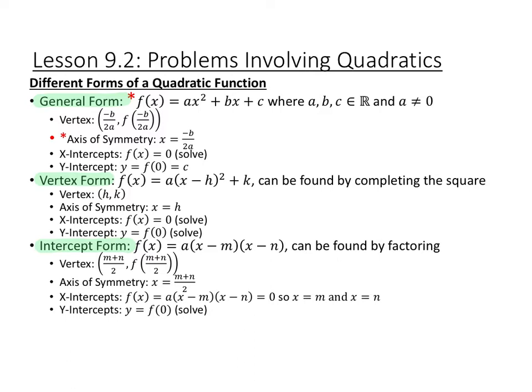Your x-intercepts, you would set this equal to 0, and then you'd solve. It's already completed the square, so you would just solve for x. And the y-intercept, you'd plug in 0 for x and simplify.